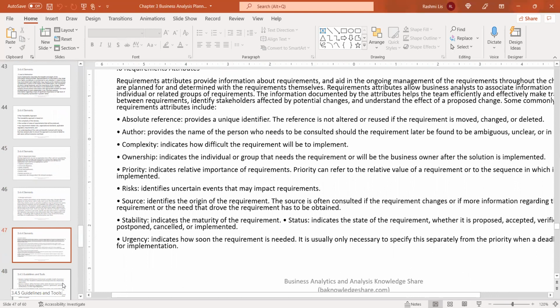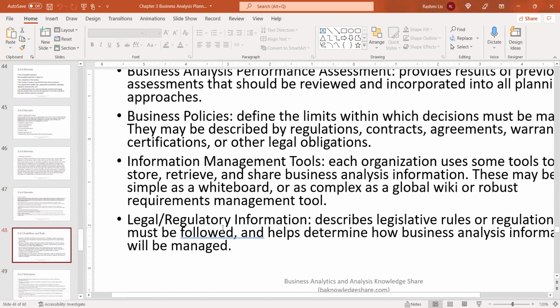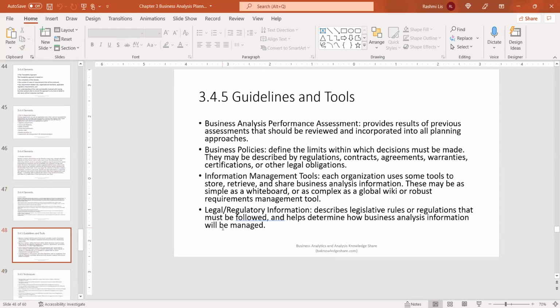Status: is this proposed, is this accepted? You always want to identify the source. Where is it coming from? Whether it's from subject matter expert one, subject matter expert two. So there's that sort of traceability going back. So that's an important element to consider.